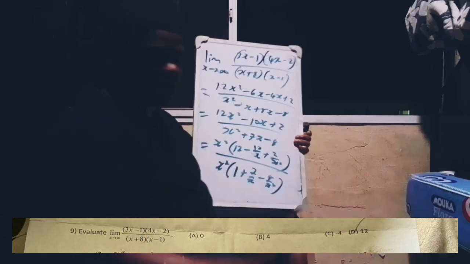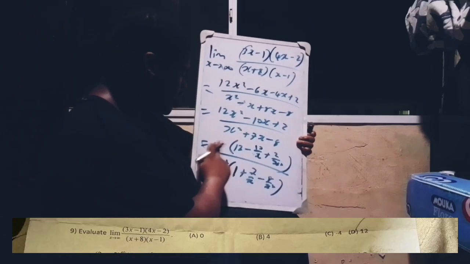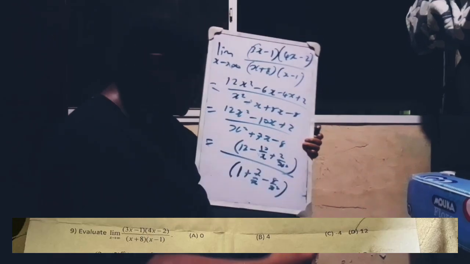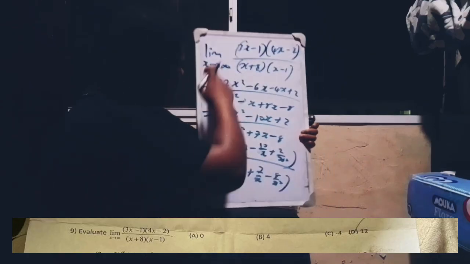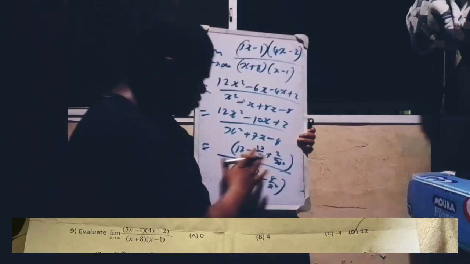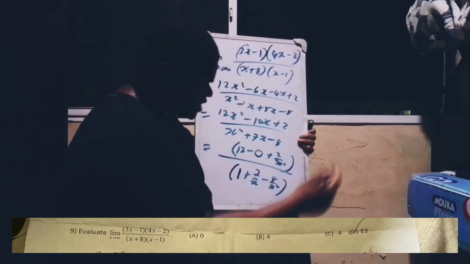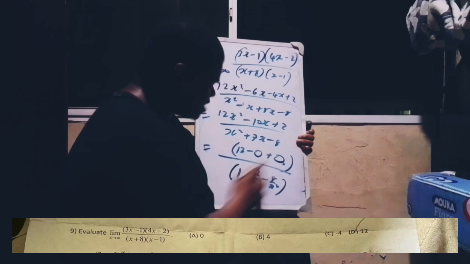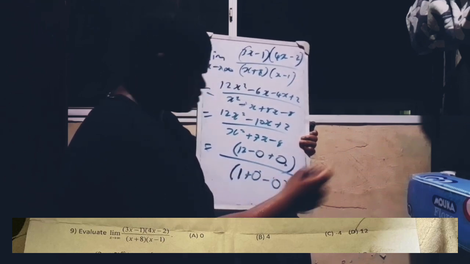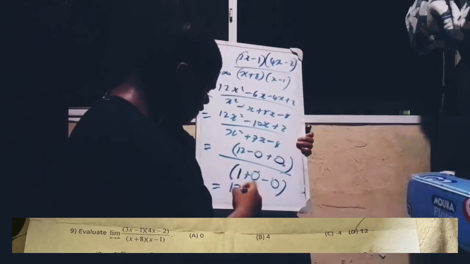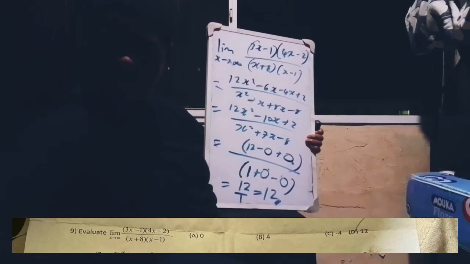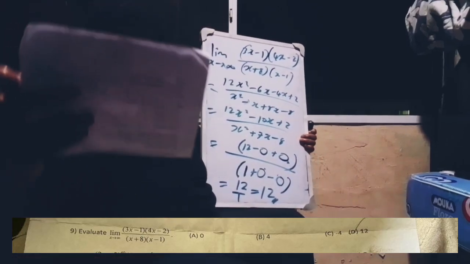Now before you plug in your limit, you can cancel out the x squared in the numerator and the denominator, which gives 1. Now plug in the limit as x tends to infinity. As x tends to infinity, 10 over x tends to 0, 2 over x squared tends to 0, and the same happens in the denominator: 7 over x tends to 0 and 8 over x squared tends to 0. All you're left with is 12 divided by 1, which is 12. The answer is 12, which is option D.